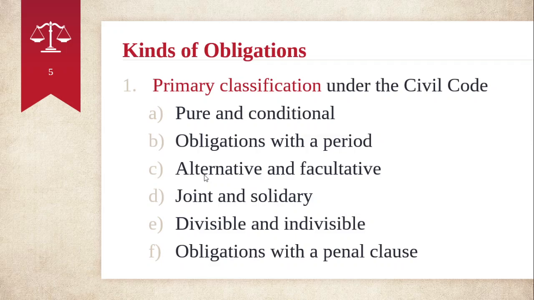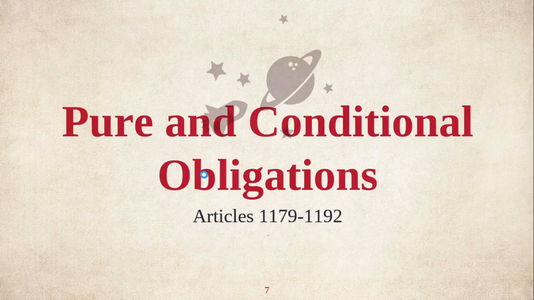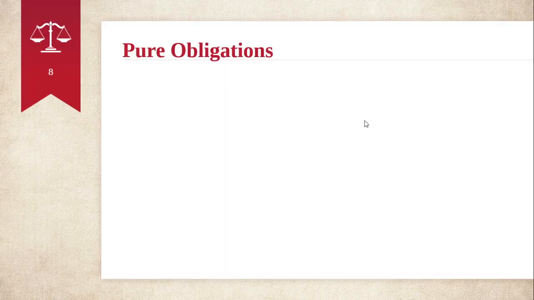And I think this afternoon we could talk about A and B, or sections 1 and 2 under the Civil Code, pure and conditional, and then obligations with a period. So let's begin. When we talk about pure and conditional obligations, we are tackling Articles 1179 to Article 1192. Okay, let's start with defining what a pure obligation is. First, this obligation is not subject to any condition. That is why it is called pure. Okay? There is no 50-50 here on whether the obligation will happen or not.